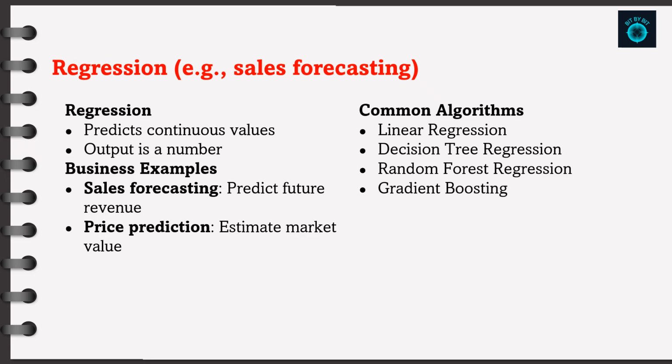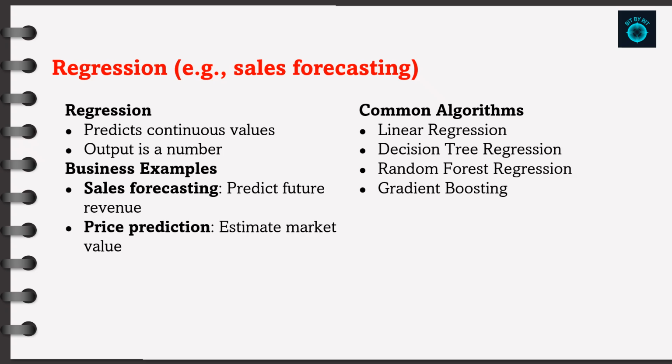Here, the model predicts future sales based on past sales data, seasonal trends, marketing spend, and other influencing factors. This helps businesses plan inventory, staffing, and budgets. The second example is price prediction. In real estate, for example, regression models can estimate the value of a property based on location, size, and features. In retail, it might predict the best-selling price for a product.